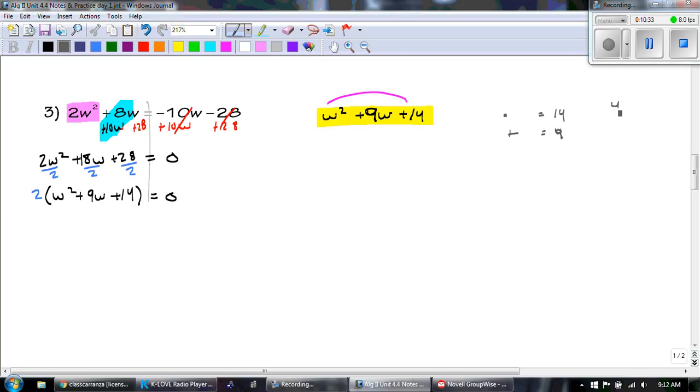So, the factors of 14 are 1 and 14, 2 and 7. So the group that multiplies to 14 and adds to 9 are 2 and 7. So we're going to split that middle term. W squared plus 2W plus 7W plus 14.